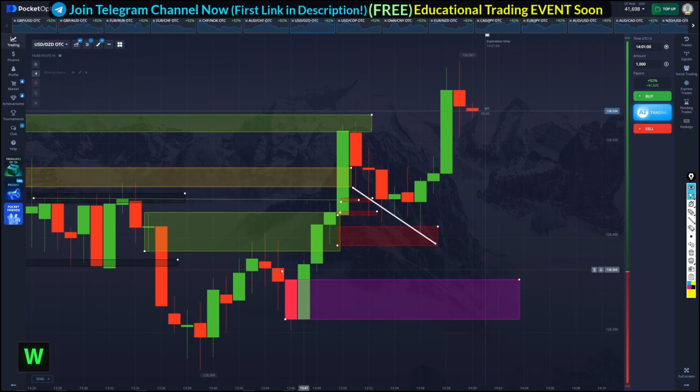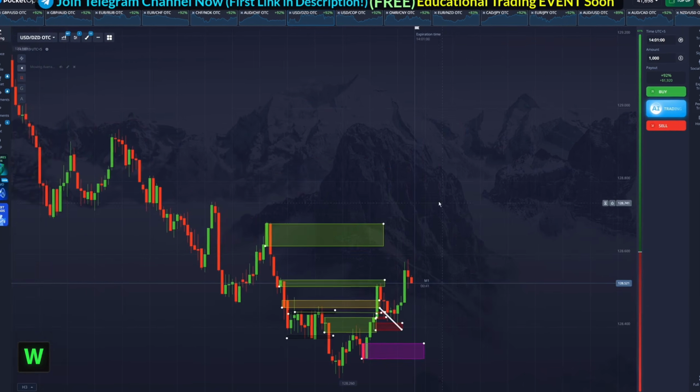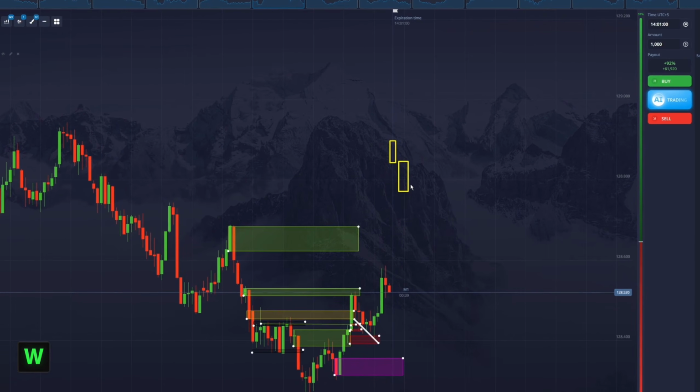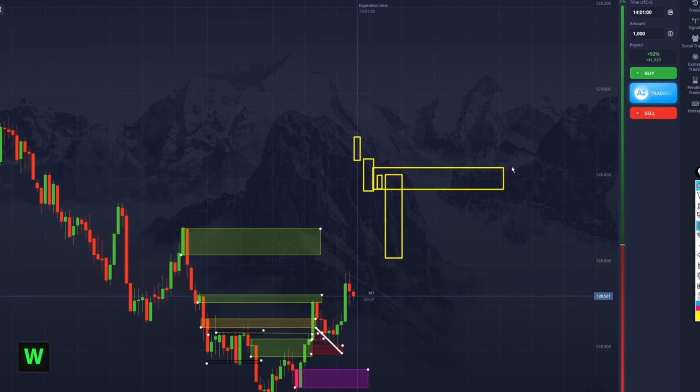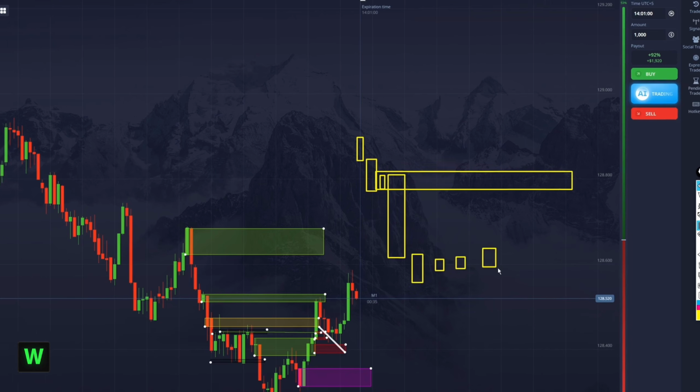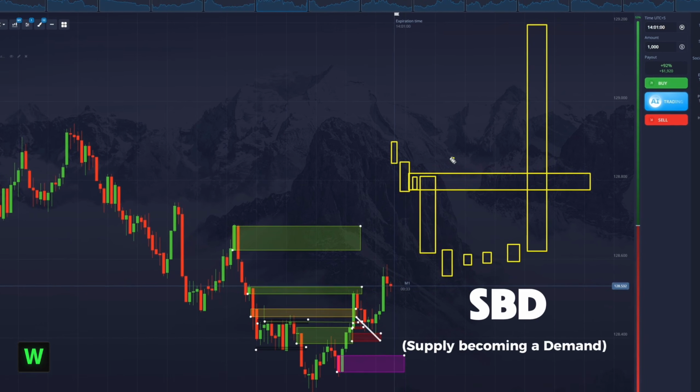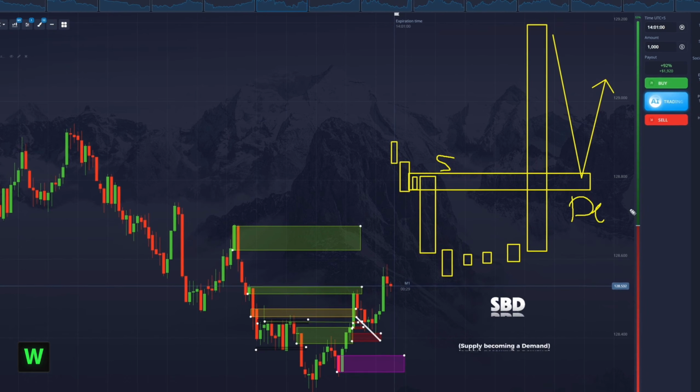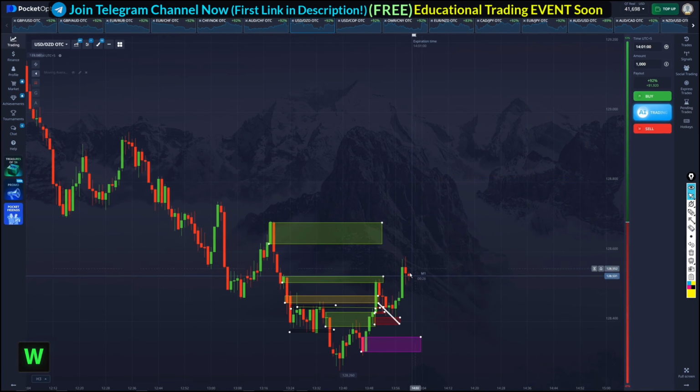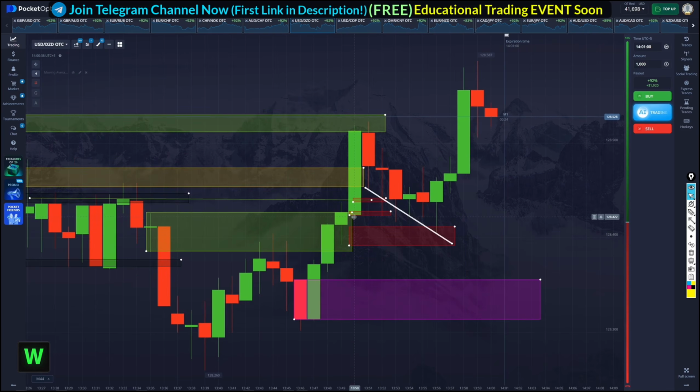And now, this is a supply area which is broken strongly. If we have a supply area and it's broken strongly like that, next time price acts like a demand area in this area. Now, we have supply becoming a demand or SPD right here.